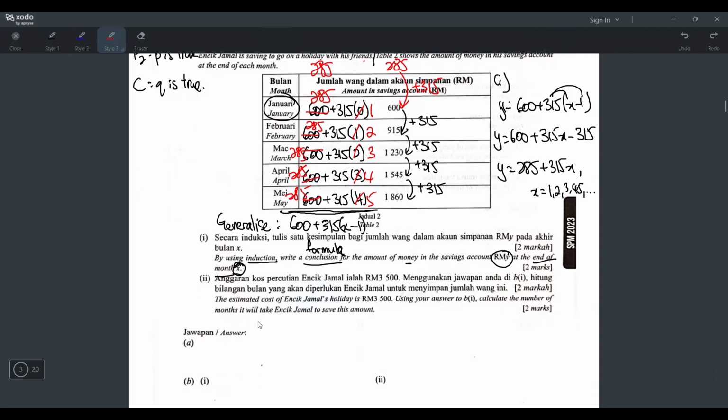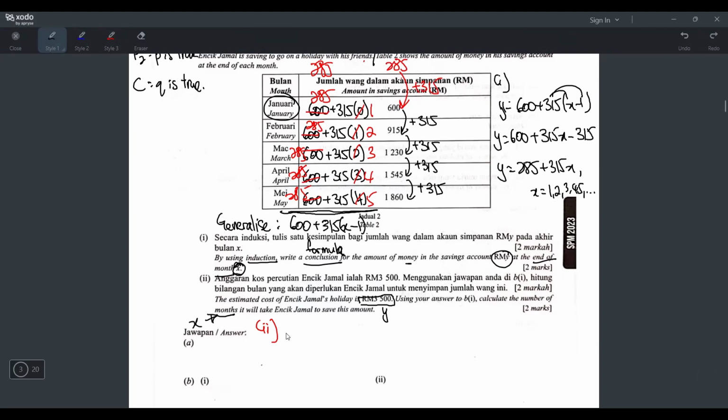Okay, number 2, I will do it here. So the question says the estimated cost of Encik Jaman's holiday is RM 3,500. So this is the Y, because this is a saving, right? Estimated cost, so he needs to save this amount. Using your answer to B, calculate the number of months. It means they want to find X. X is the months. Okay.